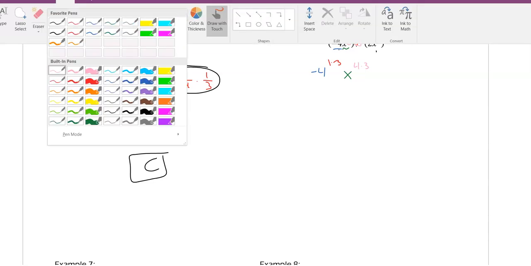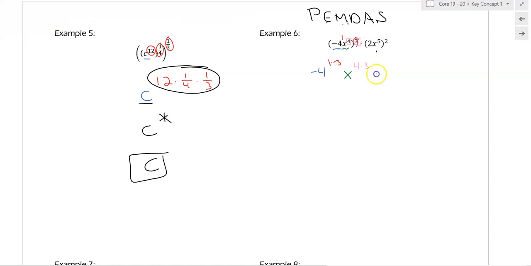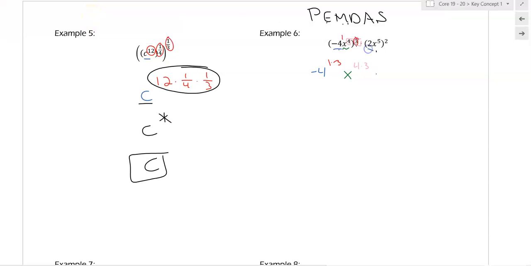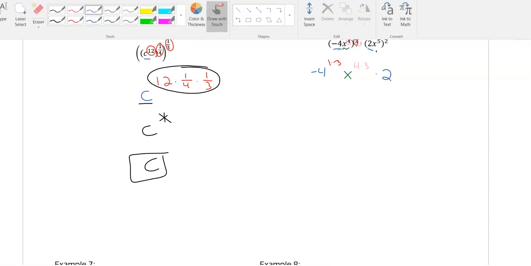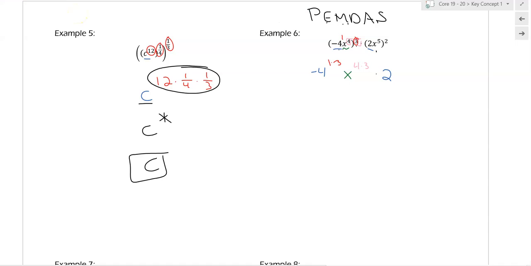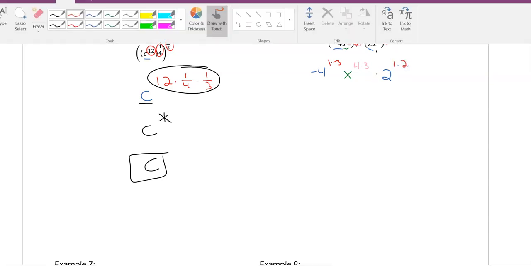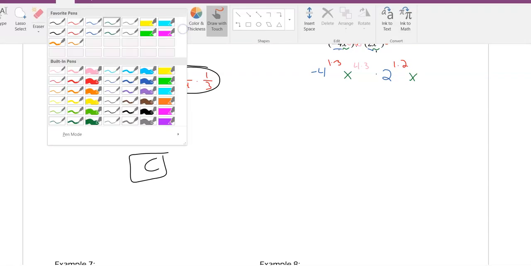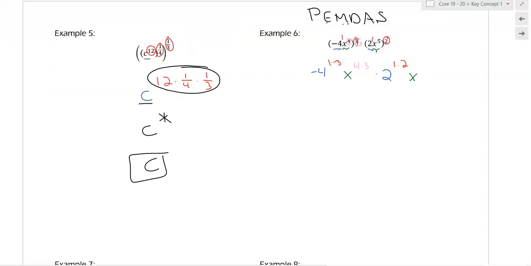Now, times, we have a 2, and it has a first power and a second power. And then we have this x, and it has a 5 and a 2.